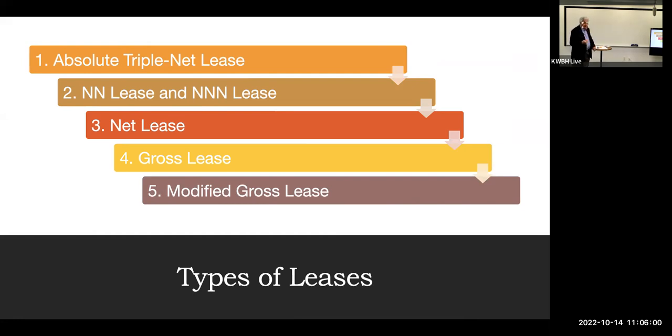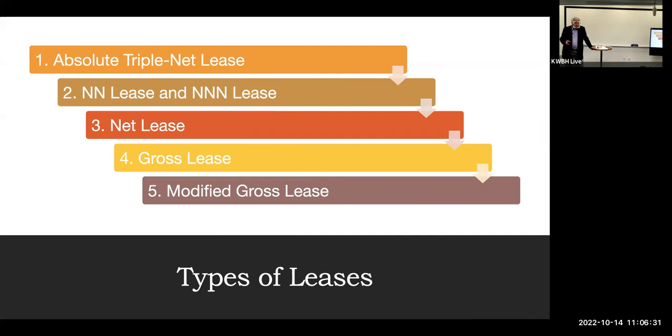A gross lease is just the opposite of a triple net lease. A gross lease is where the landlord pays everything and the tenant pays nothing, and that's typically used in offices. The tenant is responsible for his utilities and maintenance of his suite. Landlord pays everything else. That's a gross lease.